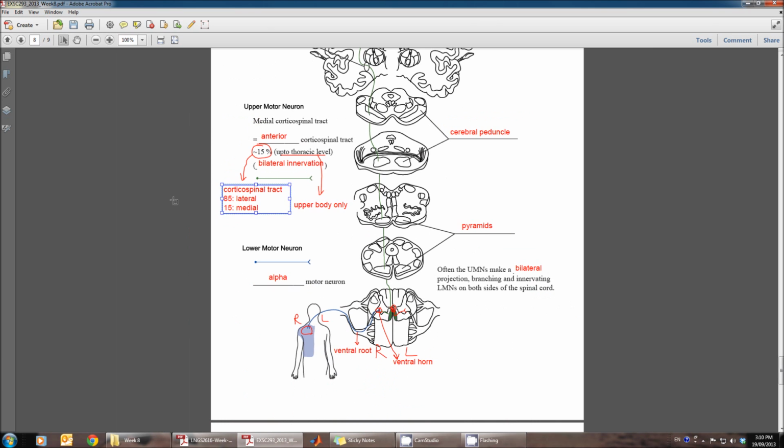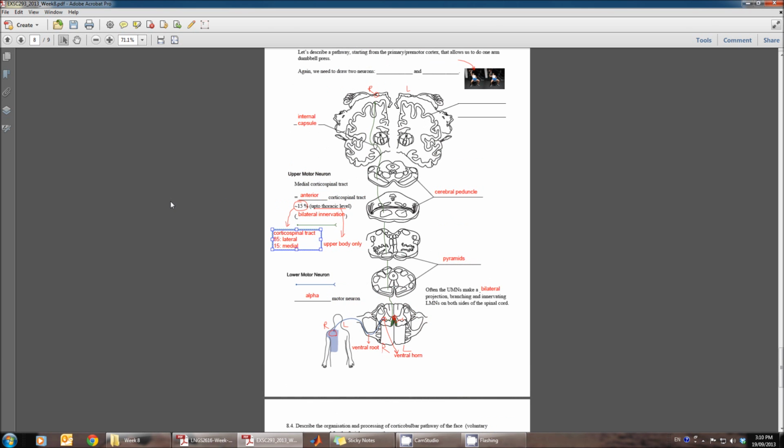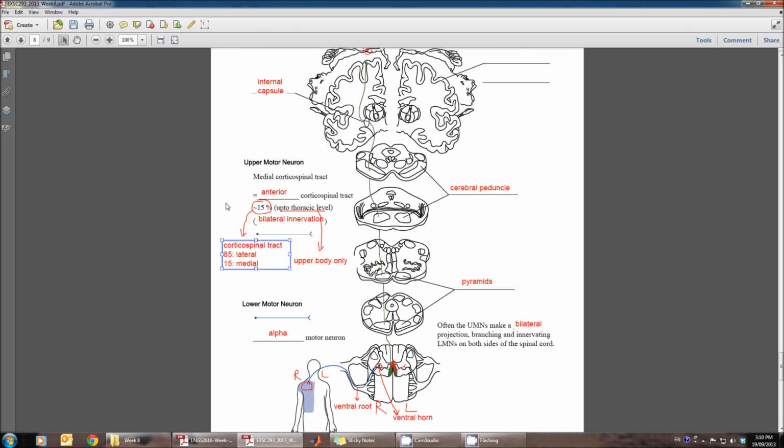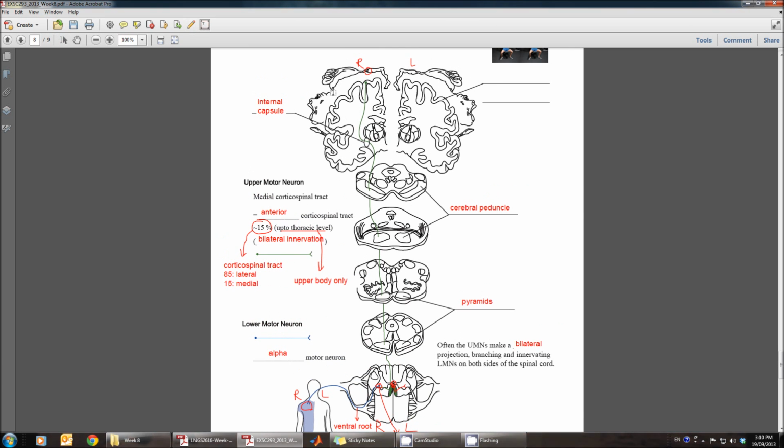So let's zoom that out, and that's the medial corticospinal tract. We have to label that first part, where we can find the soma of the medial corticospinal tract. Same as the lateral corticospinal tract, it's found in the primary motor cortex and premotor cortex.